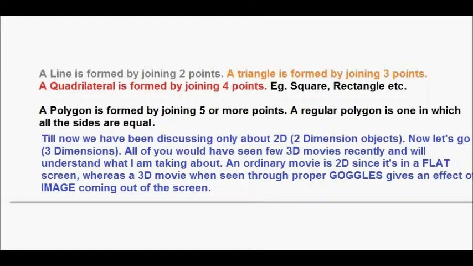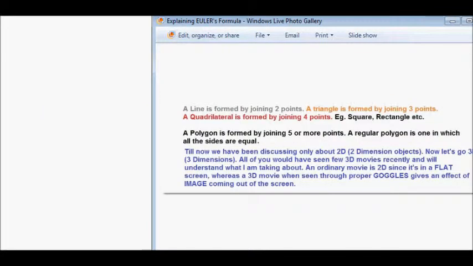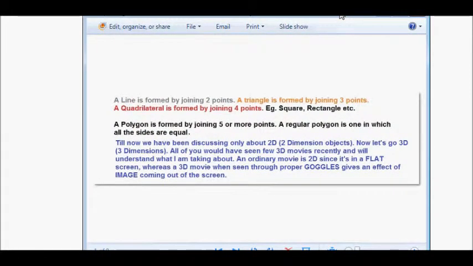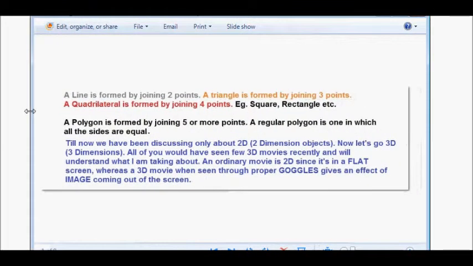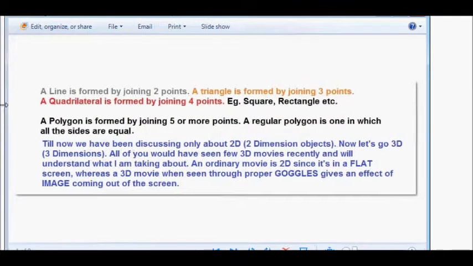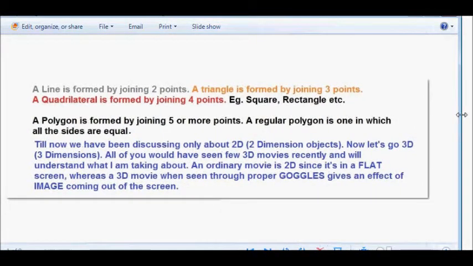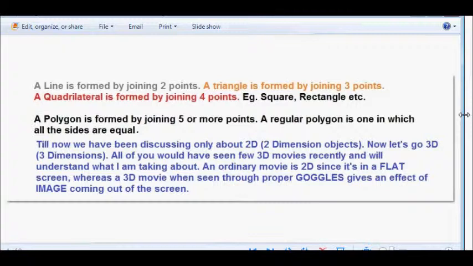A line is generally formed by joining 2 points, whereas a triangle is formed by joining 3 points. Similarly, a quadrilateral like a square or anything else is formed by joining 4 points, and a polygon can be anything more than 3 points.